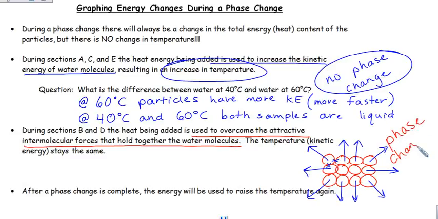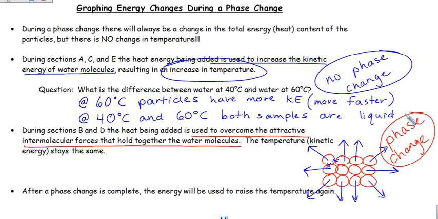Phase change. But now here's what's really interesting. The outer particles will melt, but the inner particles are still solid. So we whittle away at this ice cube layer by layer by layer. So the outer particles will turn into a liquid first. The inner particles are still solid.